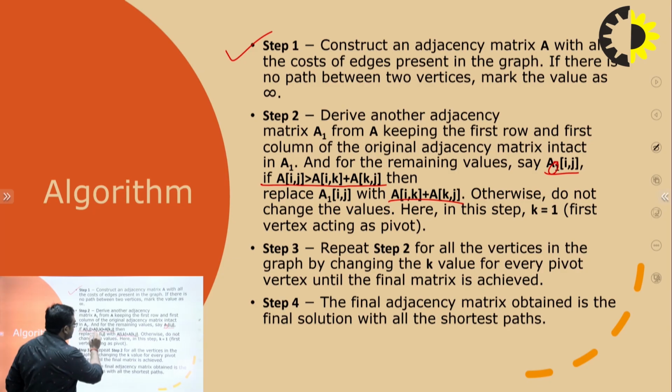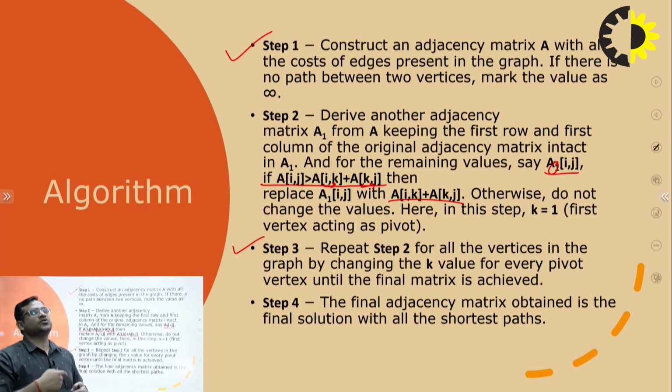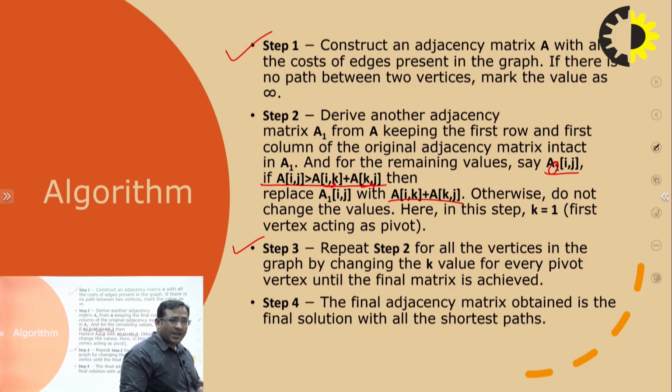So what will happen here? k is in between, so it goes i to k and then k to j. So this is a path. If there is an edge which we can use to find a shorter path, you can put that value, otherwise you hold the previous minimum value. This is the way you update the matrix, and the second step is repeated until all the matrices are covered, by changing the value of k for every pivot vertex, until the final matrix is achieved.